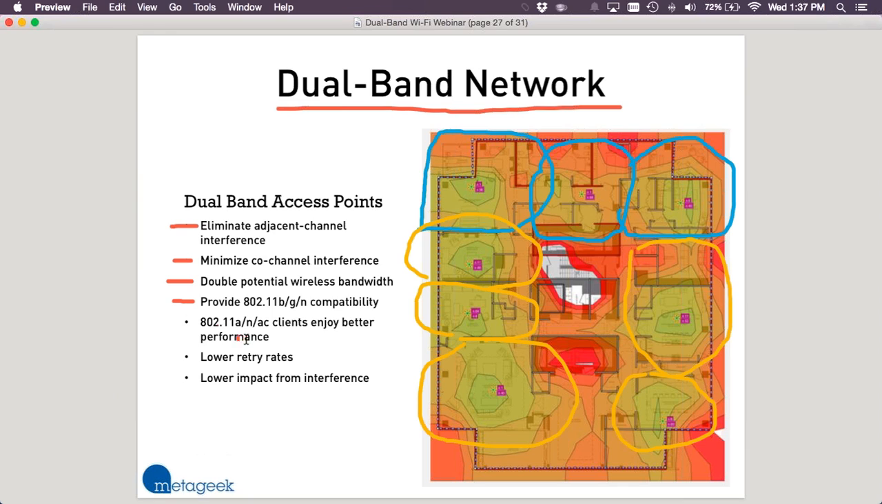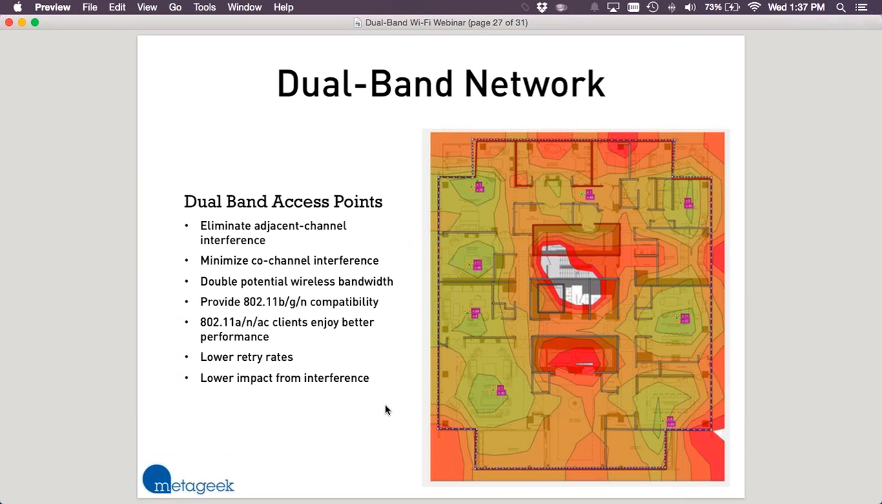We've provided compatibility for the 802.11bgn devices, those older devices, like those older Windows laptops, and the employee that has a Moto G that they picked up for $180 off contract. And then we've also provided 5 gigahertz support for our 802.11n or 802.11ac clients so they can have better performance. And because of all this, we've lowered our retry rates and we have lowered impact from interference. We have successfully deployed a good dual band wireless network.